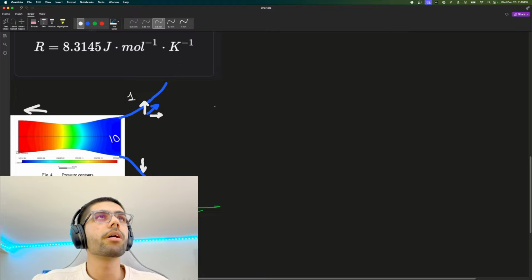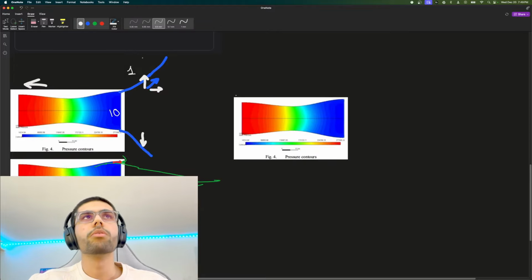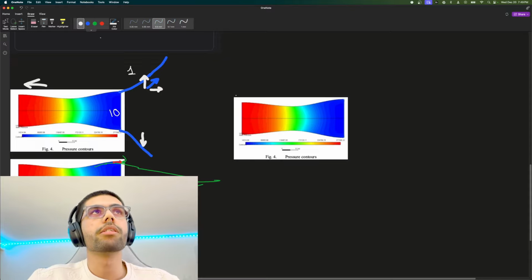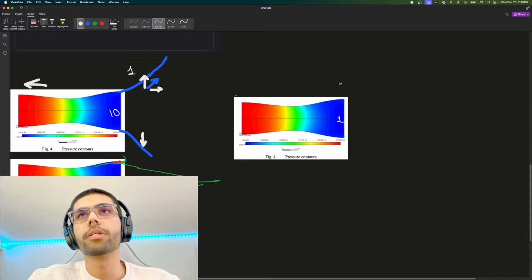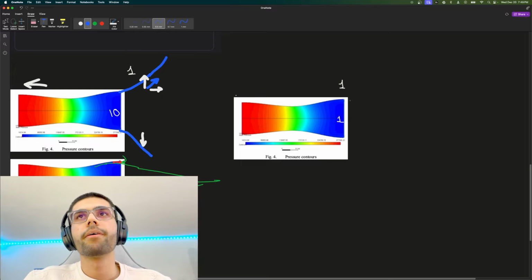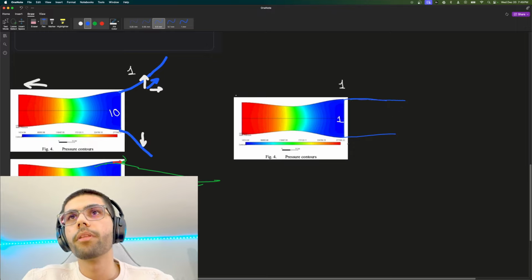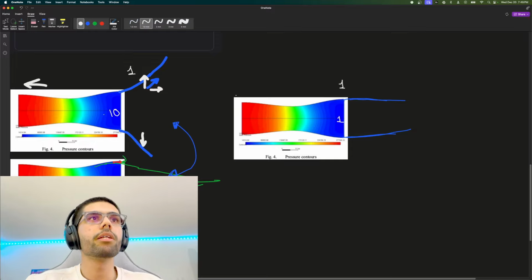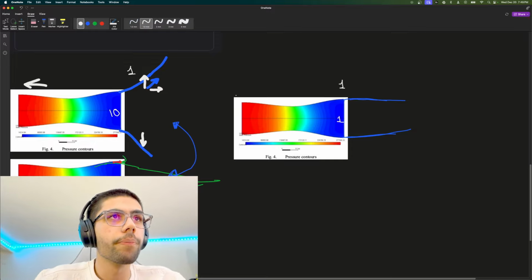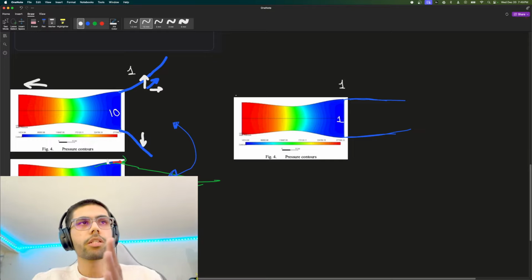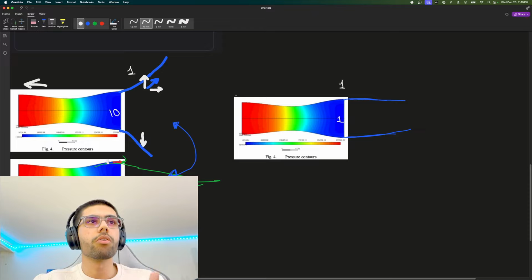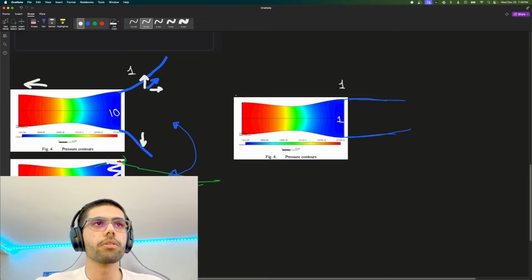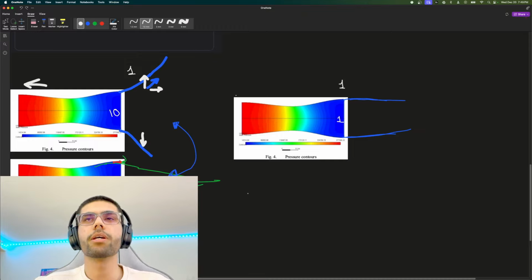So the best possible scenario is to match the exit pressure with the atmospheric pressure. In that case, your flow is the most ideal flow, that is, neither of these cases. It is basically saying that if your flow detaches from here, why not just cut the rocket nozzle from here? We don't need this part of the rocket nozzle. Does that make sense?